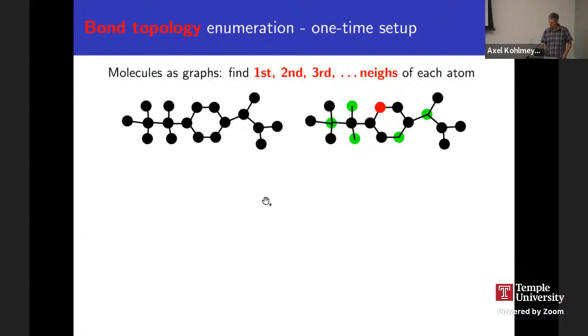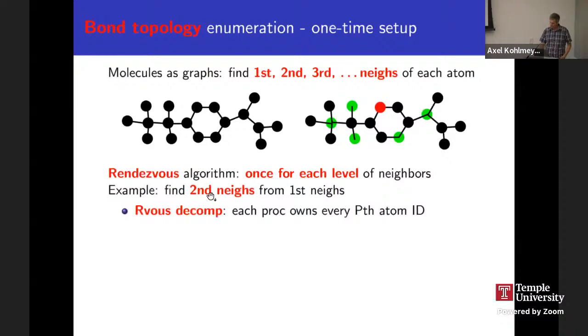topology. So what I mean by enumerating things, let's say you're interested in this red atom, here's the topology of the molecule. This is showing all the third neighbors, 3 hops away on the bond topology, all the third neighbors of that red atom, these green. So that's what needs to be enumerated by LAMMPS, stored with the atoms, so that when you compute neighbor lists, compute pairwise actions, and apply these weighting factors. So the rendezvous algorithm is quite nice for doing this conceptually. You do it once for each level of neighbors. You run one pass of rendezvous to get first neighbors, another pass to get second neighbors, third neighbors, etc.